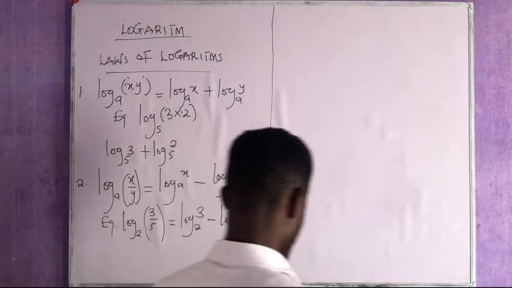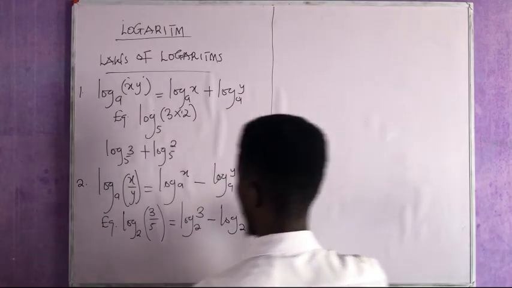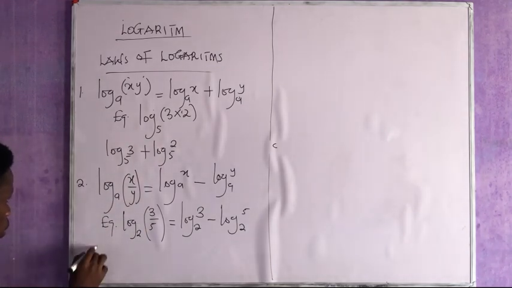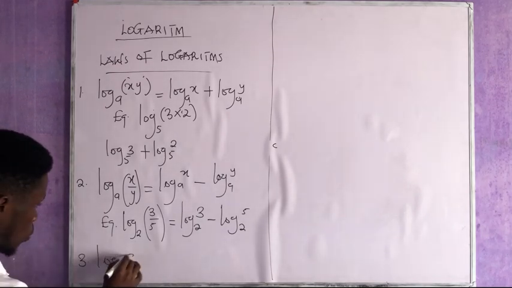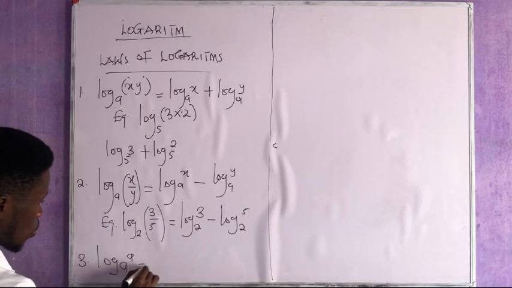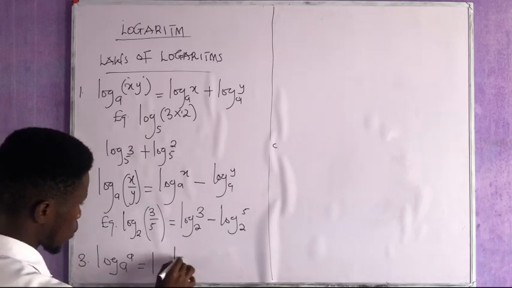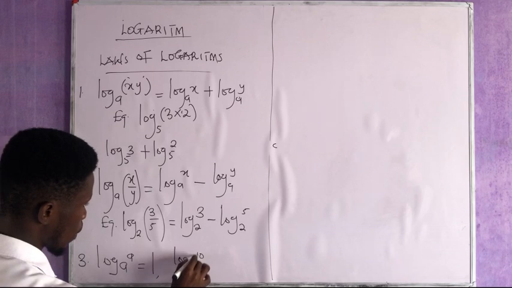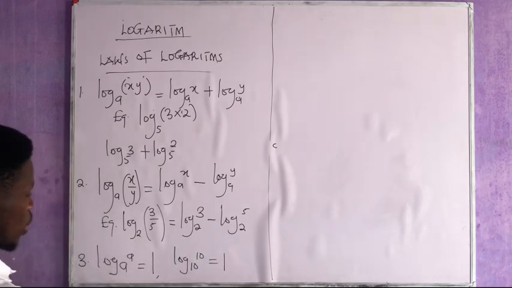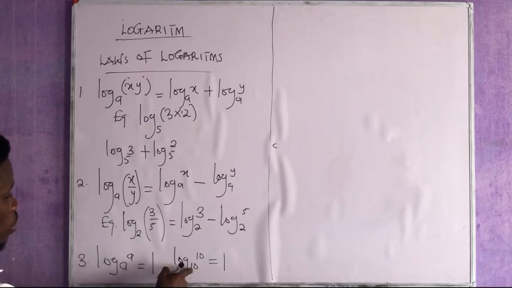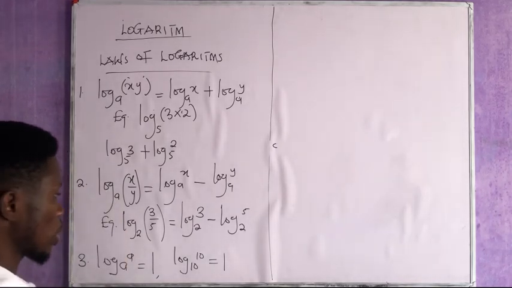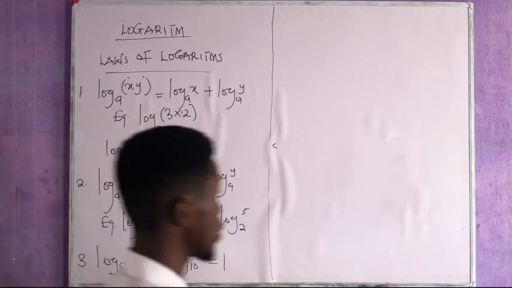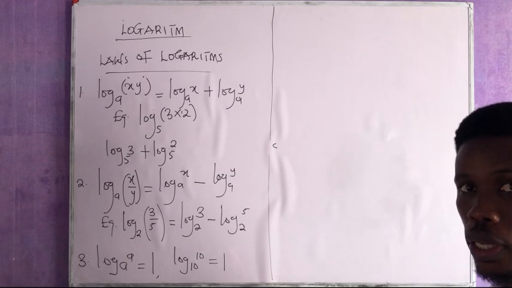Now let's move on to our next law. Okay, let me write it here. Law number 3 says that log a base a will give you 1. So if I have log 10 base 10, I'll have 1. So any number that is raised to itself will give you what? 1, except 0. When a is 0, please, it is wrong. So it should be a number which is greater than what? 0. Positive numbers. Because log doesn't take negative what? Numbers. Alright.